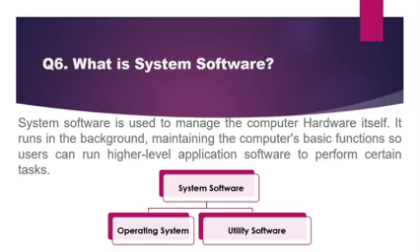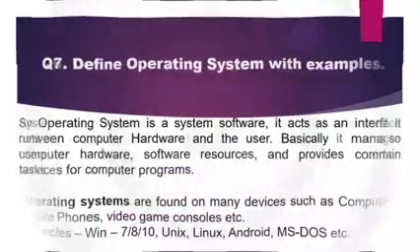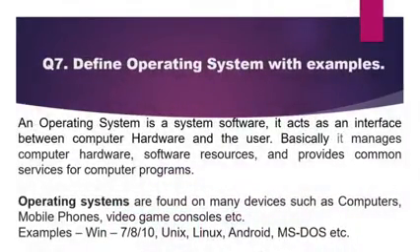Come to the next question, that is question number 7. Define operating system with example. अभी हम लोग को पढ़ना है कि ऑपरेटिंग सिस्टम क्या है. So an operating system is a system software. It acts as an interface between computer hardware and the user.